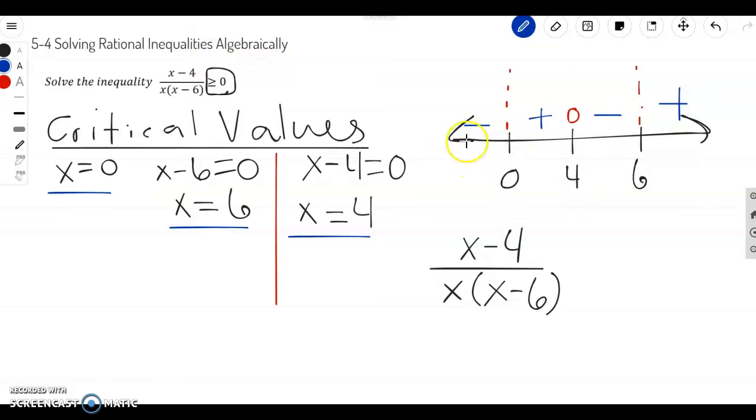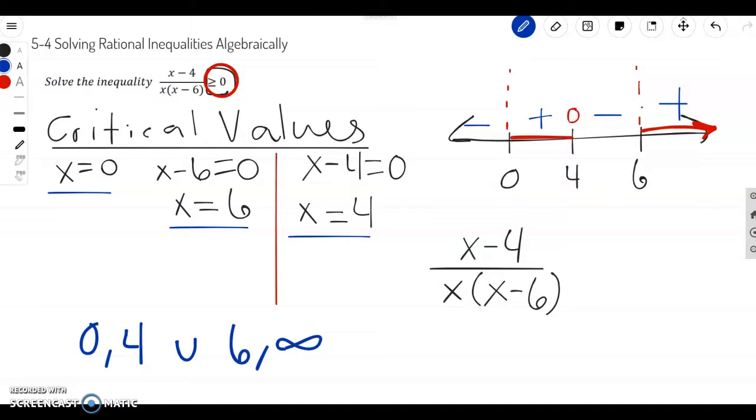Once we have this, we need to figure out what our solution wants from us. Our solution wants where this graph is greater than or equal to 0. In other words, where is it positive? It's positive from here to here, and it's also positive from here onwards. We're going to write that answer as an interval. In this case, we have from 0 to 4, and also from 6 to infinity.